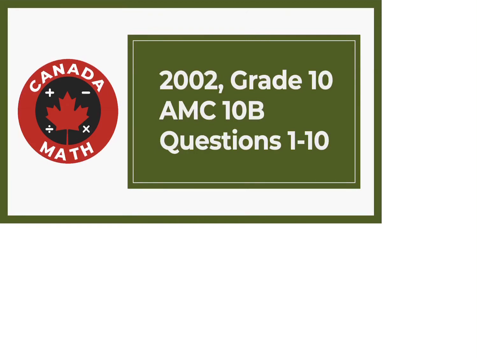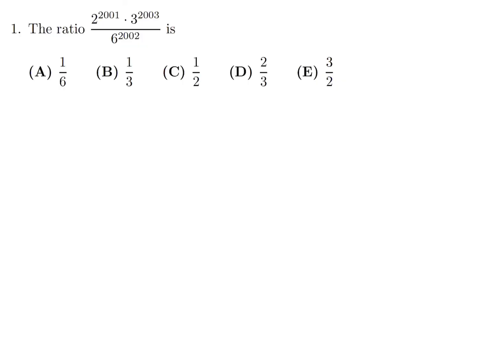Questions 1 through 10 on the 2002 grade 10 AMC 10B. The ratio 2 to the 2001, 3 to the power of 2003 over 6 to 2002 is.